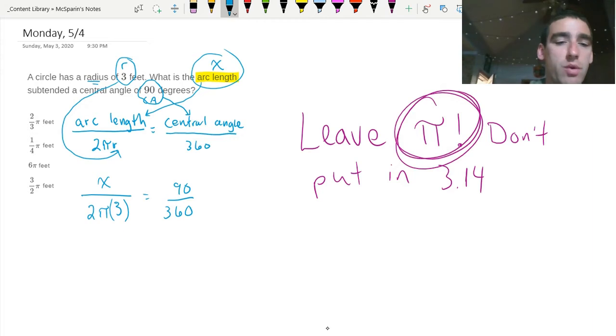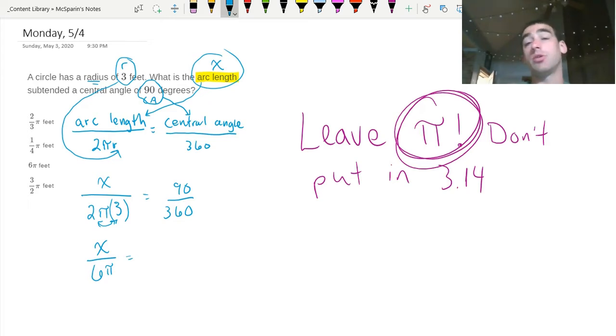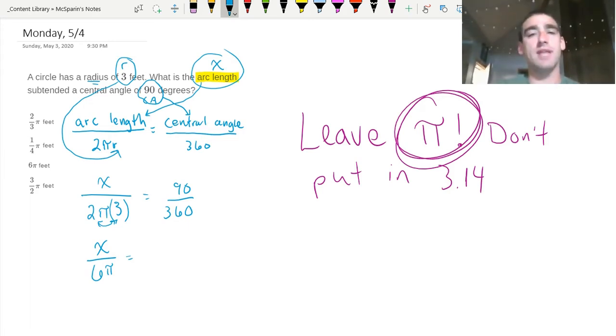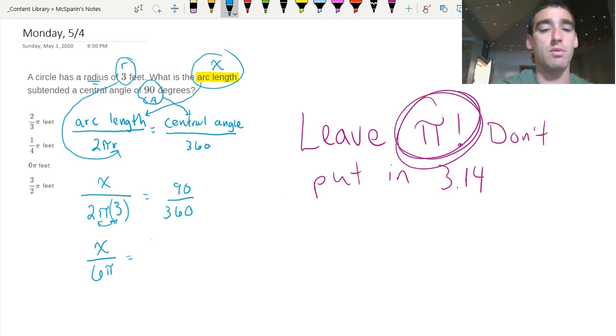I'm going to rewrite real quickly: x over, and I'm going to multiply 2 times 3, so x over 6 pi is equal to, now, in this case, you could certainly reduce. This is a great spot to reduce. 90 over 360 will reduce to 1 over 4 if you divide the top and bottom both by 90. Some of you guys are not as comfortable with reducing fractions, so I'm just going to leave it as 90 over 360, because you can certainly do that as well, and you'll still get the correct answer, okay?